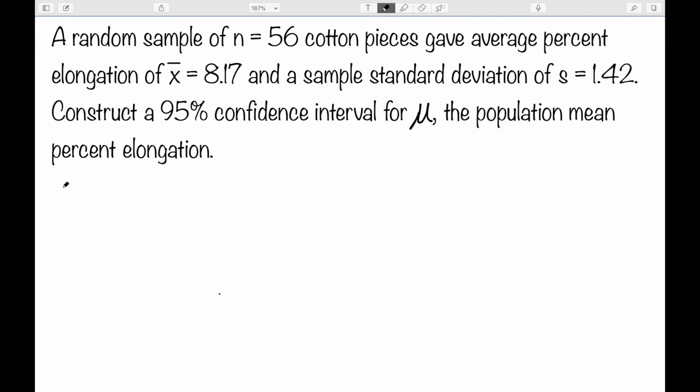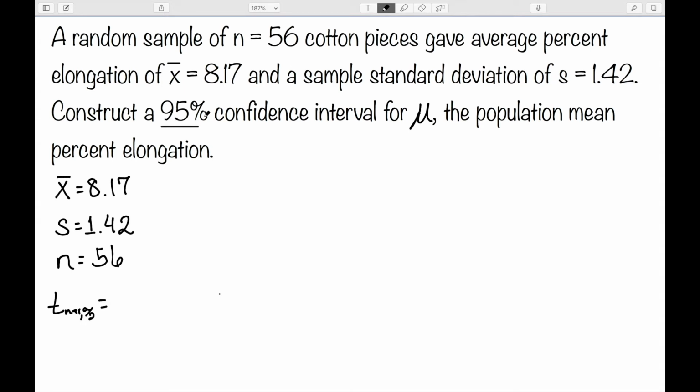In order to do this by hand, we need to know four numbers. The first is the sample mean, x bar, which is 8.17. The second is my sample standard deviation, which is 1.42. The third, my sample size, 56, which is greater than 30, so we can use this distribution. The last thing I need is the value of T_{n-1} of alpha over 2. So this one's a little bit trickier.